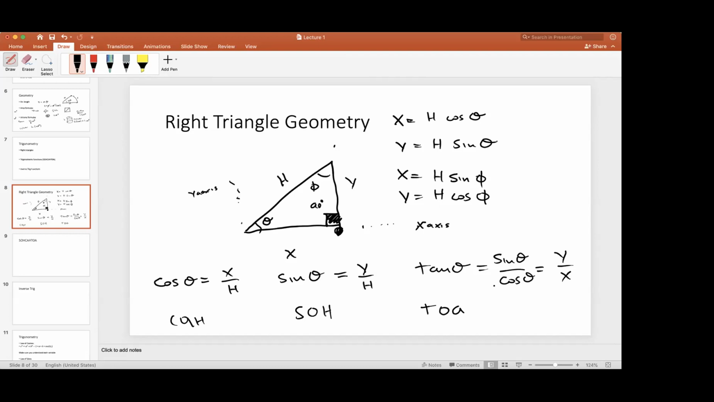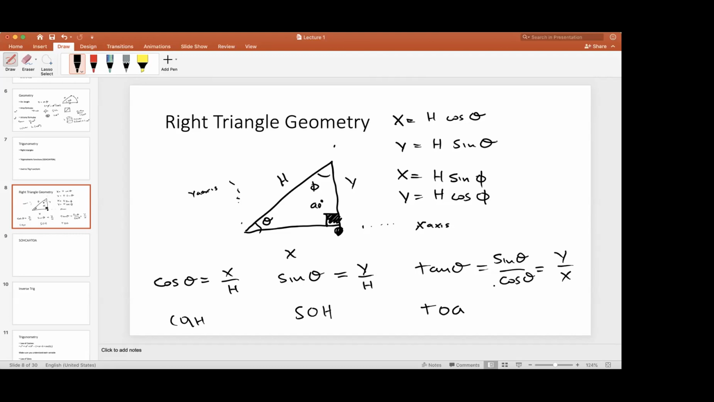Oftentimes, you'll be given the hypotenuse and the angle, and you need to find the x length, or you need to know the y length. And here's why. I'm going to talk about this more when I talk about vectors, but here's really why. When we have a vector usually at some odd angle, and we need to know what's happening along the x direction. Why do we need to know along the x?